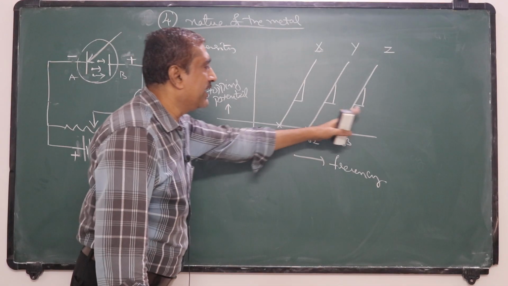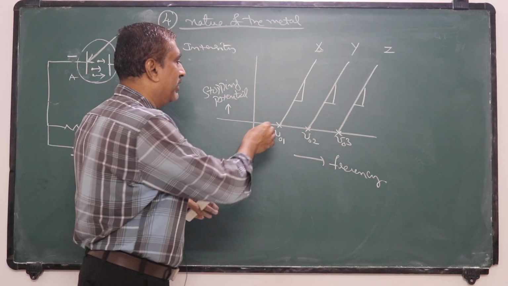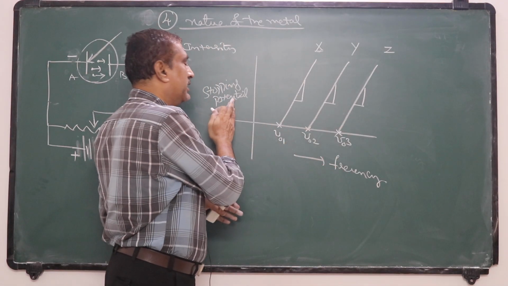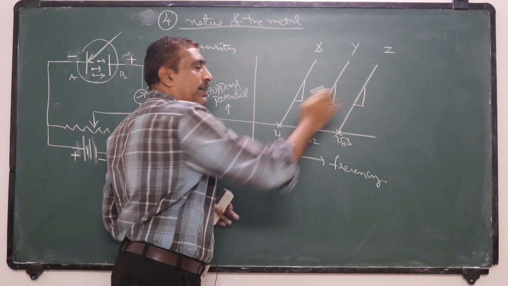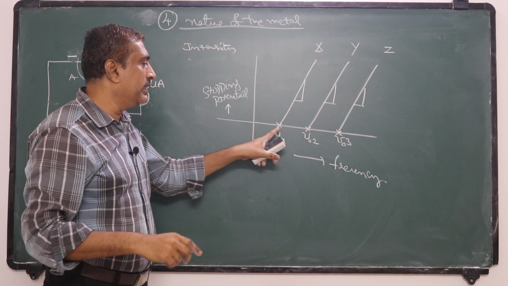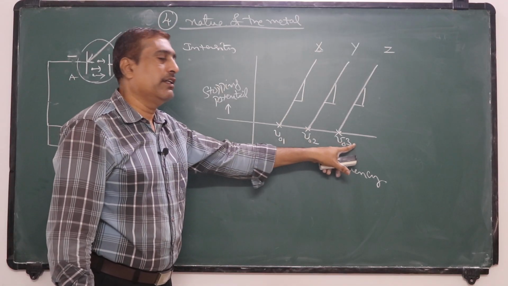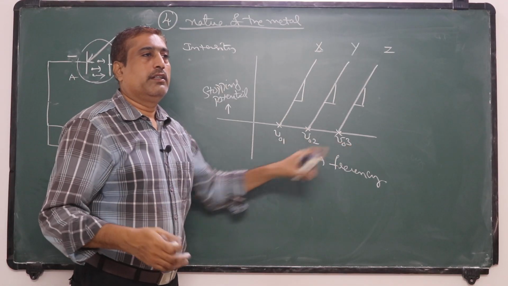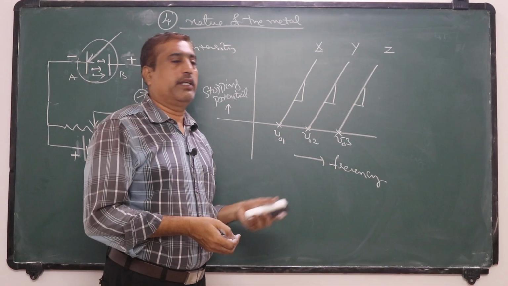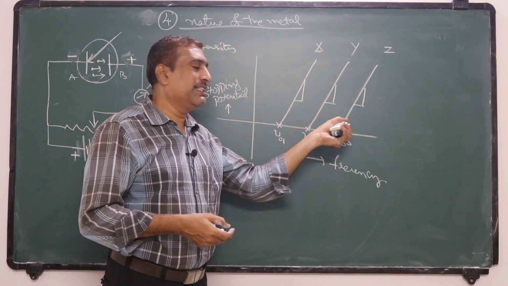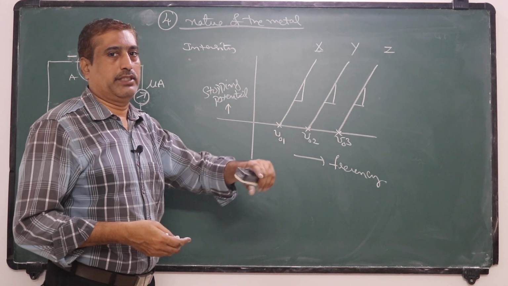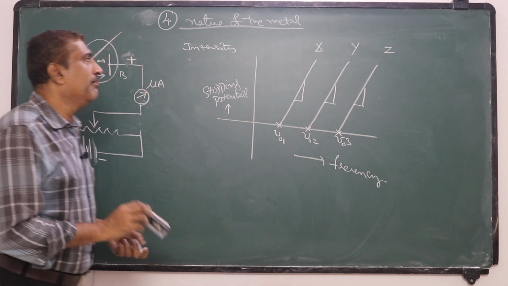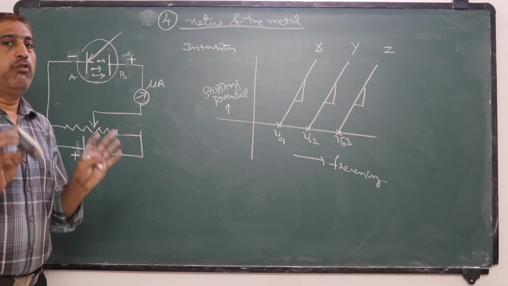The slope of these lines, that means when we draw a graph between frequency and stopping potential, this slope remains the same for the three metals, but the only difference is their threshold frequencies are different. That means the energy required to liberate an electron from the metal surface is different for these three metals. Okay, these are the four characteristics of photoelectrons.